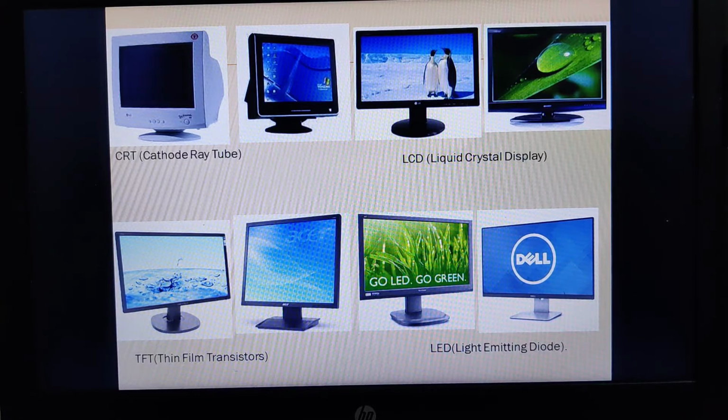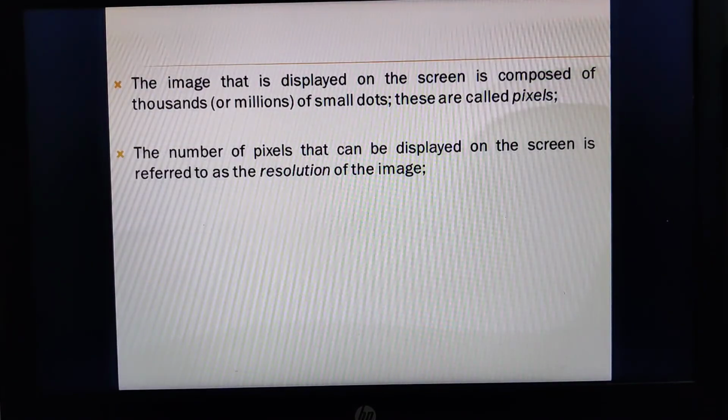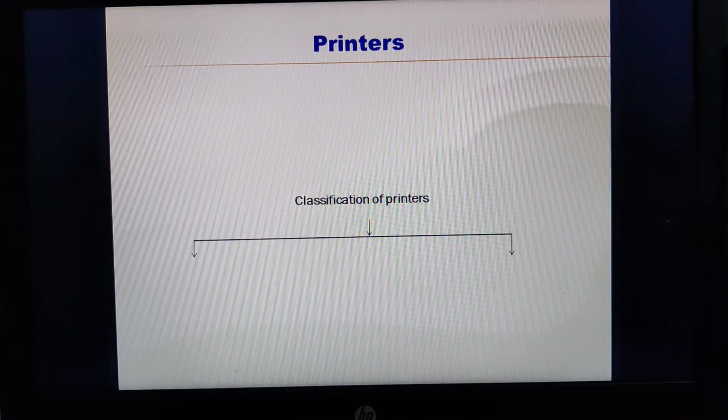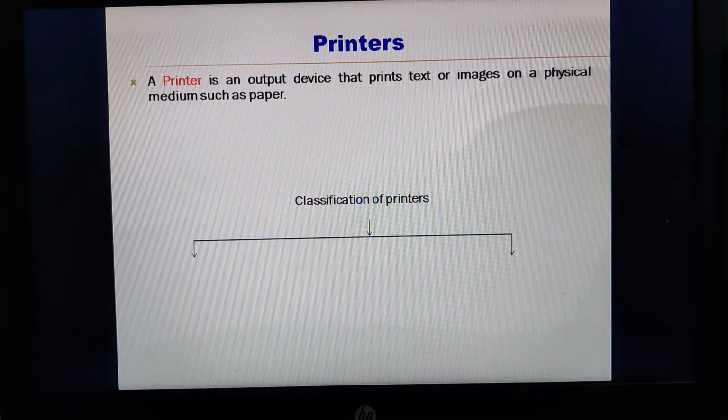Now let us move on to the next output device, that is printers. So what is a printer? A printer is an output device that produces text and graphics on a physical medium such as paper. Whether it is text or image or any other kind of data, it will print it onto the paper.